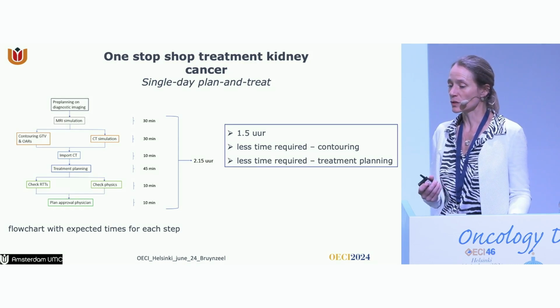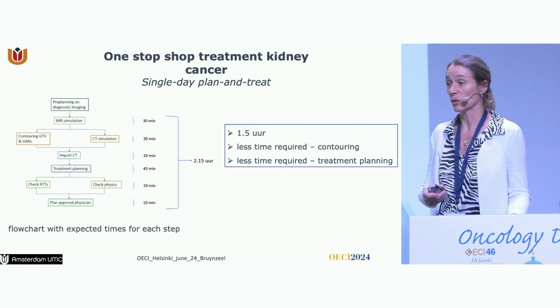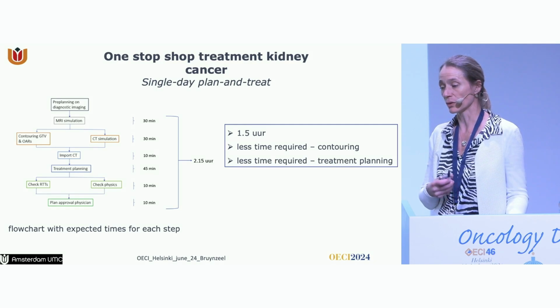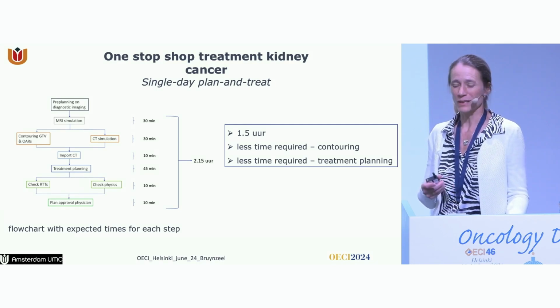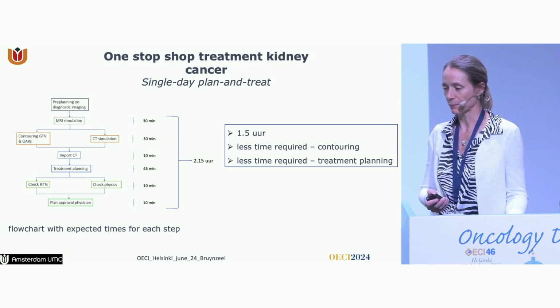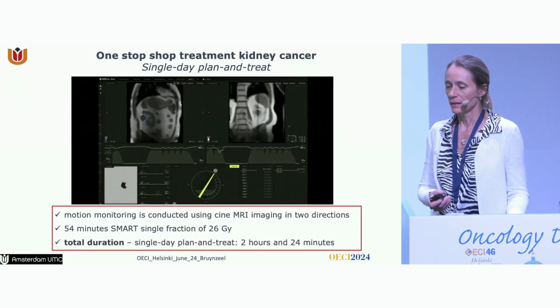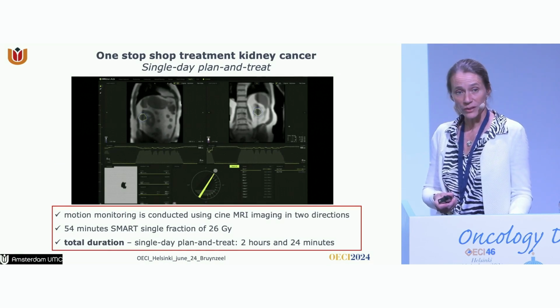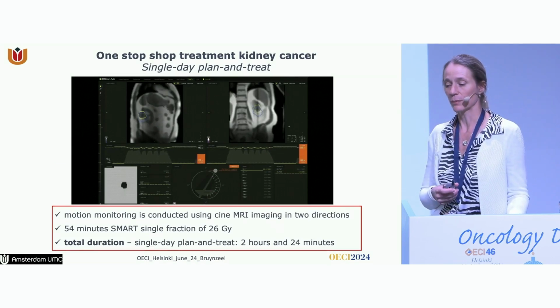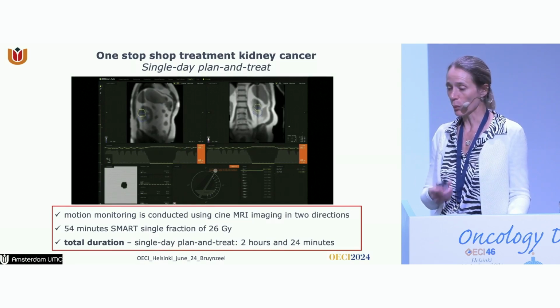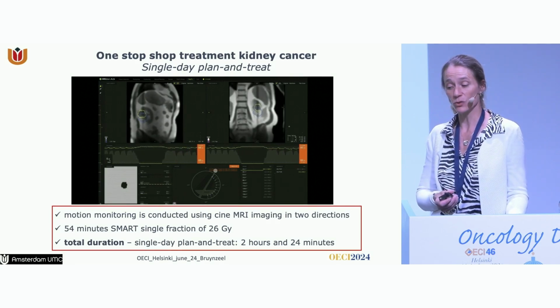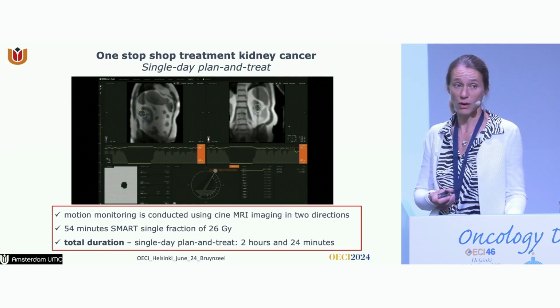During the one-stop shop, we were able to save time. Less time was required for the contouring and also for the treatment planning, because we had already done some preparations. The single fraction of 26 Gray was delivered in 54 minutes, and the total duration of the whole procedure, the single-day plan and treat, was 2.5 hours.